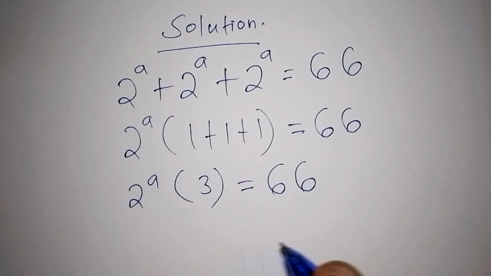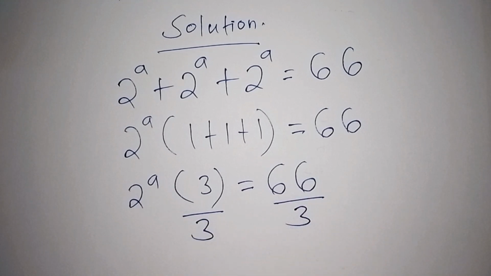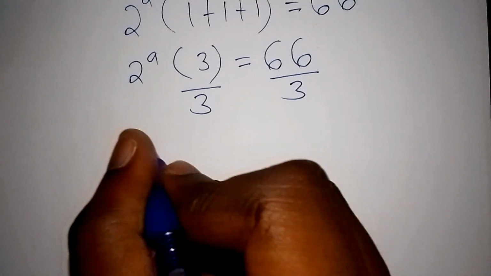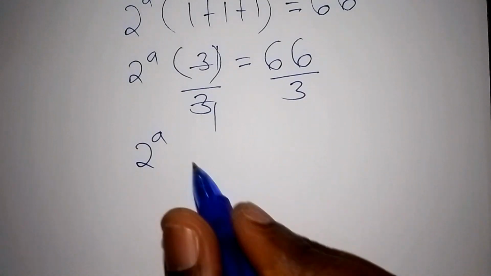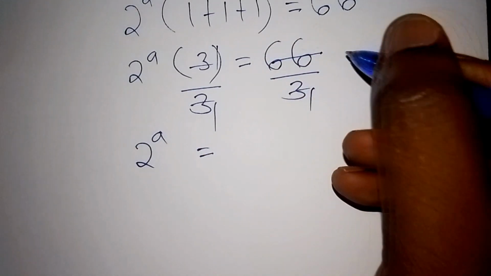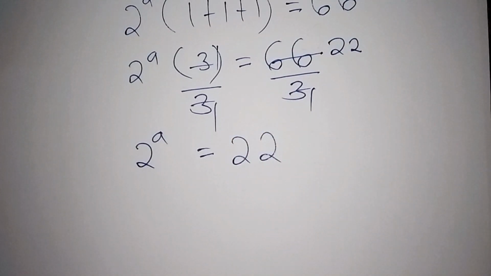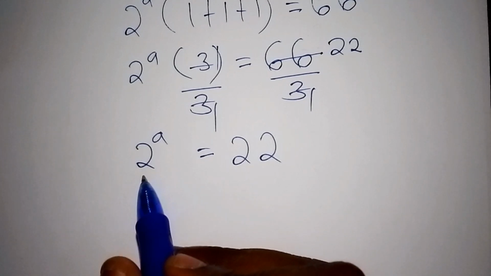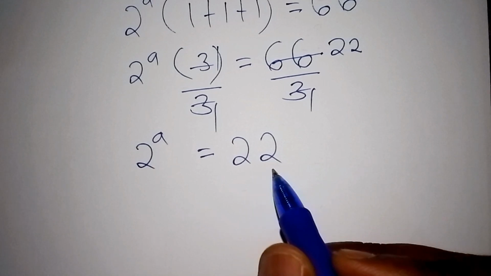From there, we want to divide both sides by 3. When we divide by 3, we shall have 2 to the power of a alone is equal to 66 divided by 3, which gives us 22. So 2 to the power of a is equal to 22. In this case, it is difficult for us to express this with the base of 2, as we cannot change 22 as a whole number to the base of 2.